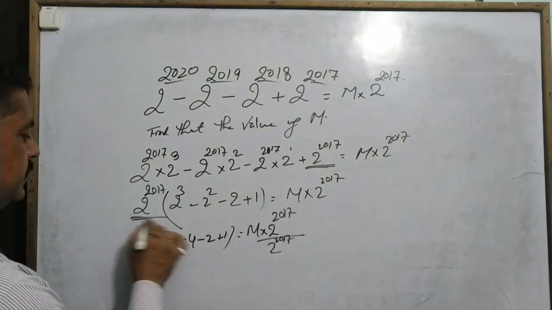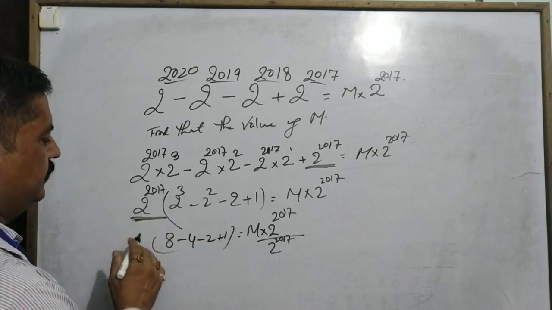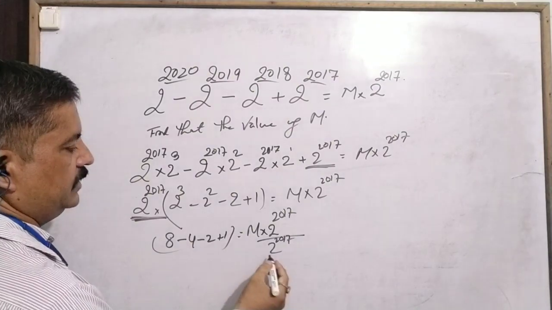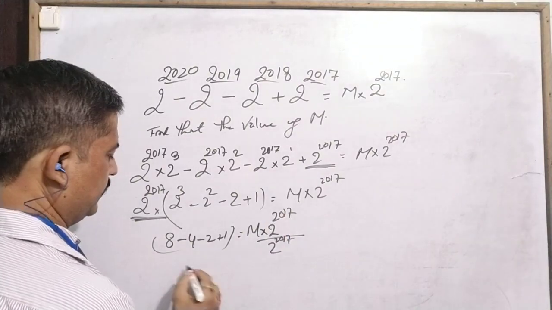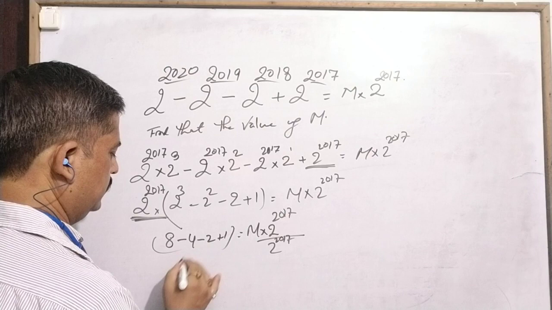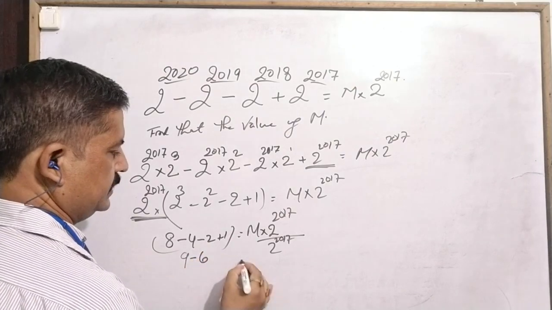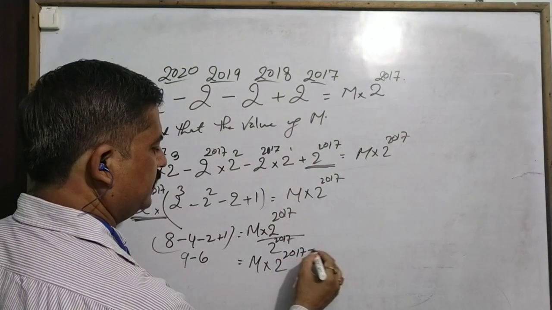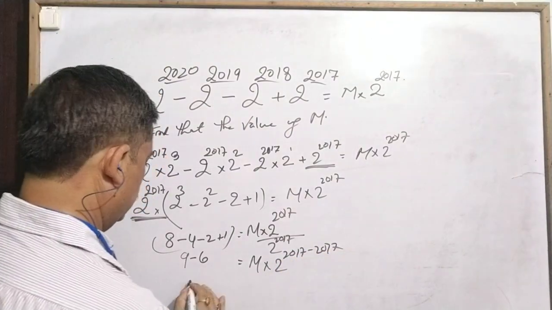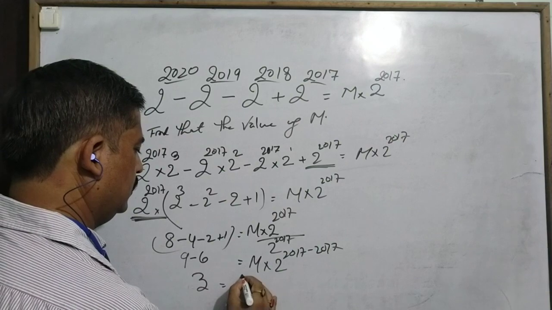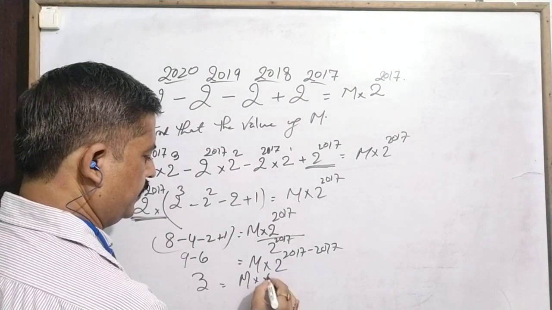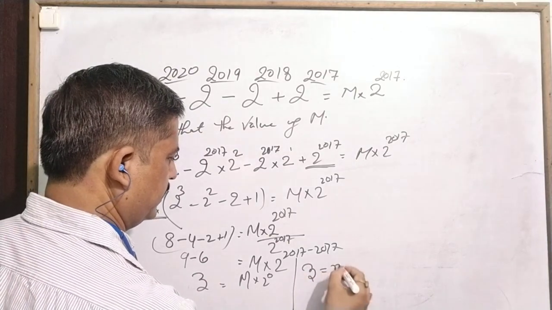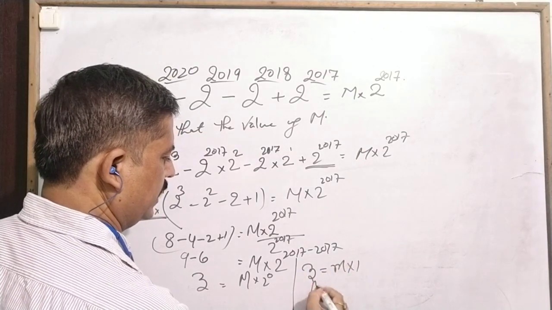So 8 minus 4 minus 2 plus 1 equals m into 2 to the power 0, because the left side is in multiplied form, so after transposition we go to division, and the bases are the same so the powers subtract. That is 9 minus 6 equals m into 2 to the power 17 minus 17. So 3 is equal to m into 2 to the power 0, which is written as 3 equals m into 1. So m is equal to 3.